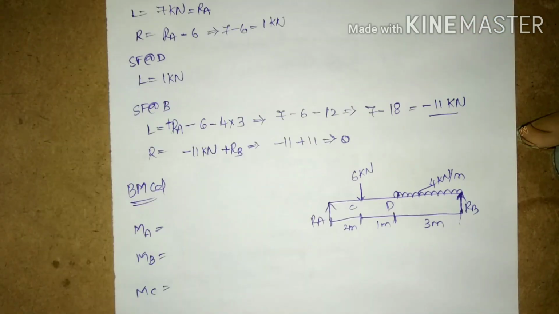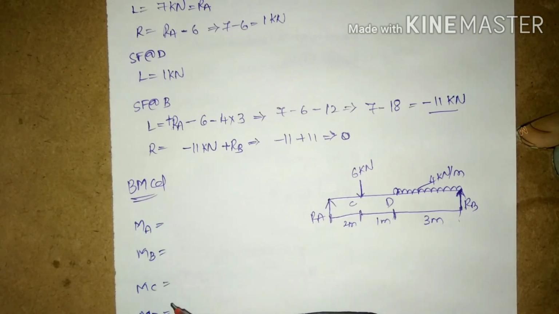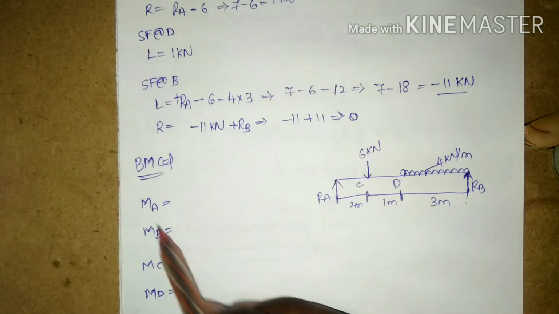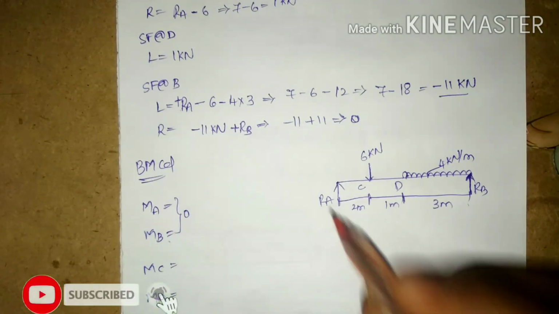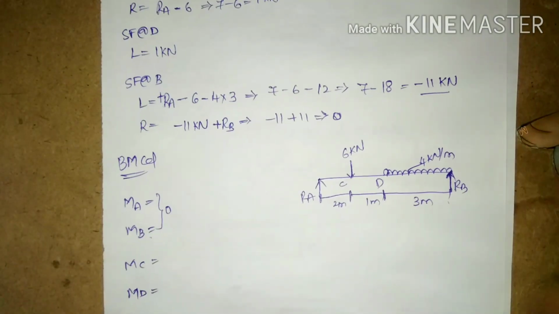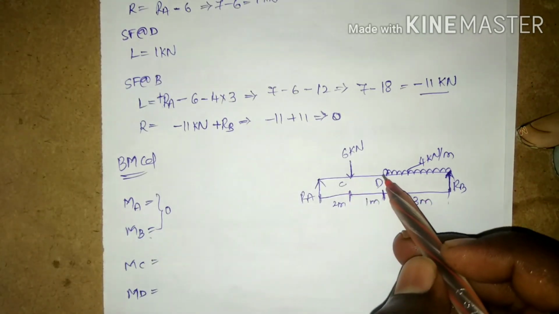Here we are having moments about each point: moment about A, moment about B, moment about C, and moment about D. Moment about A and moment about B are always 0 for a simply supported beam, because these are the end supports. They don't have any perpendicular distances to multiply with the RA and RB reactions, so the moment about A is equal to 0 and moment about B is also 0. Then we are having only moment about C and moment about D.